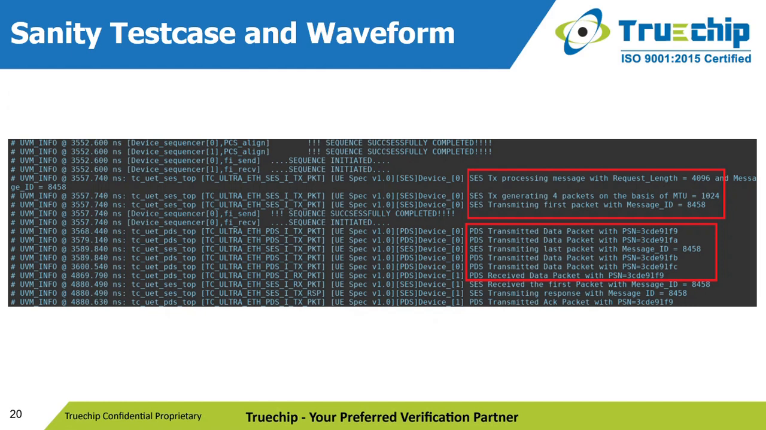Here are a few terminal logs which tell how the message is processed in the semantic block and how packets are transmitted by the PDS block. Here the semantic is processing a message with request length 4096 into 4 packets. The 4 packets are divided based on the configurable MTU value of 1024 bytes in decimal. Semantic is transmitting the first packet with corresponding message ID 8458. Here the PDS is transmitting data packets with corresponding packet sequence numbers.